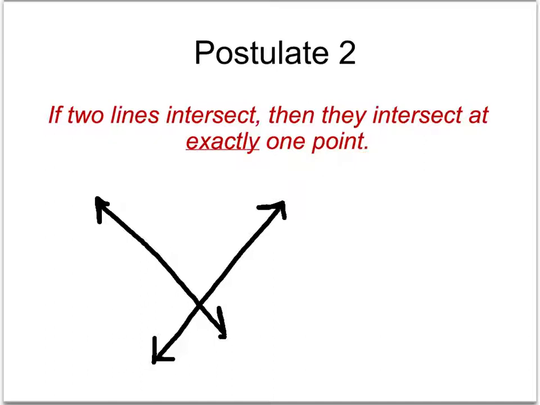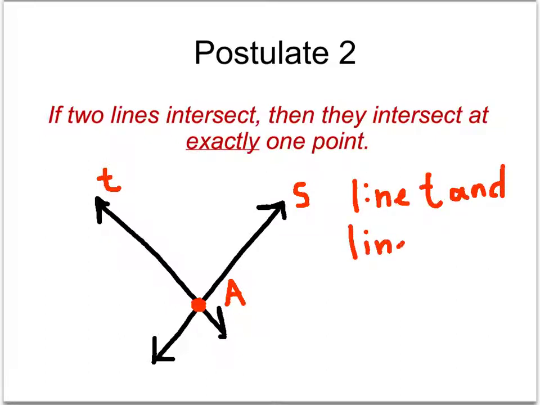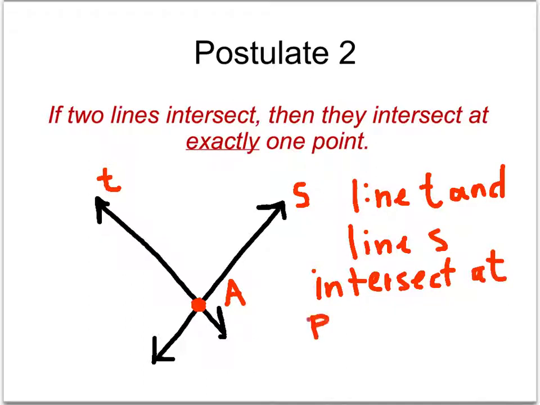And so when we take a look at the 2 lines that we've drawn, we know that they will touch at exactly one point, and that point happens to be right here. We could call this point A if we wanted to. We could call this line T and line S. And so we would say line T and line S intersect at point A. And it's the only point that they will intersect at.